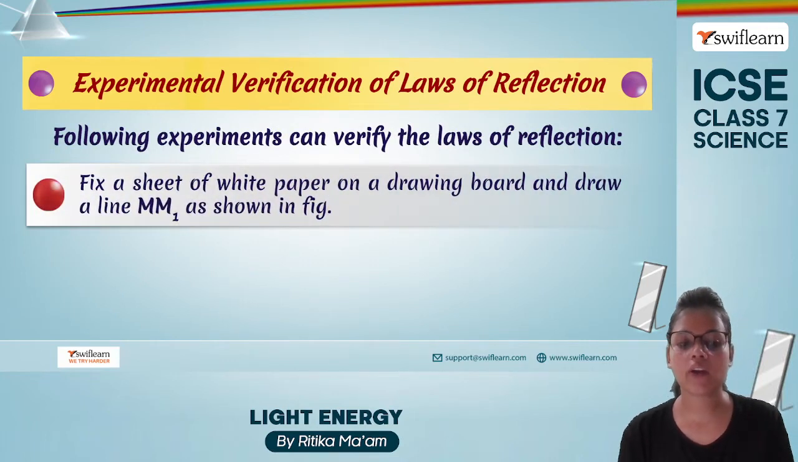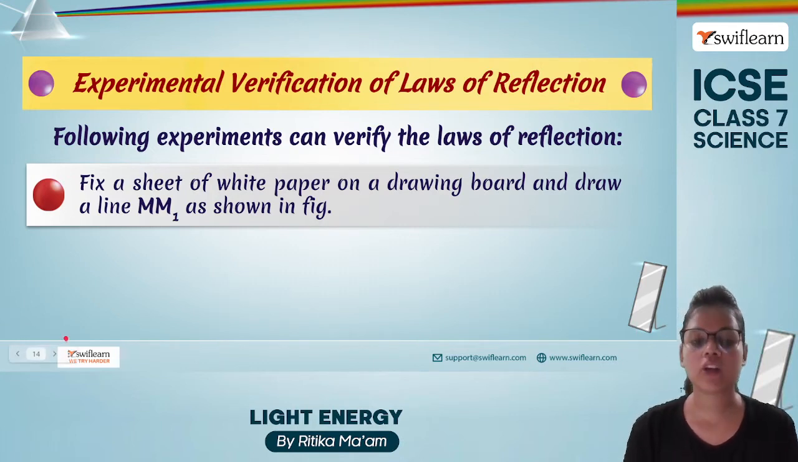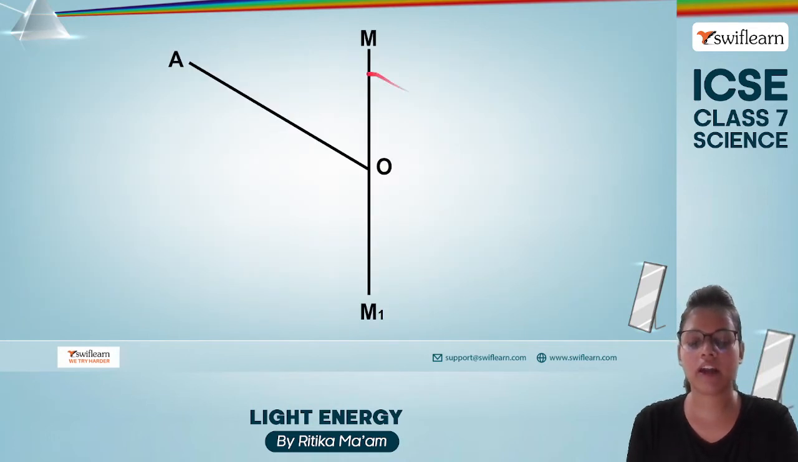First of all, we are going to fix the sheet of white paper on a drawing board and we are going to draw a line M1 as shown here. So this is the kind of line that we need to draw.